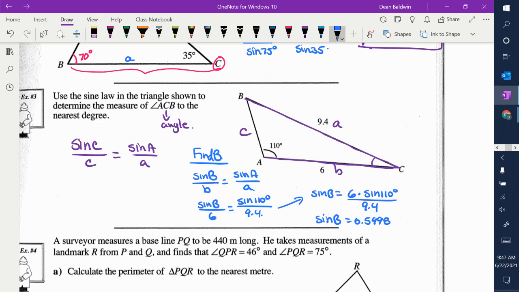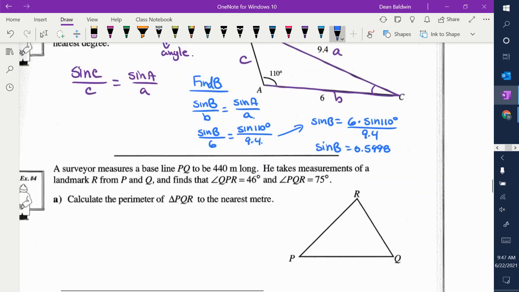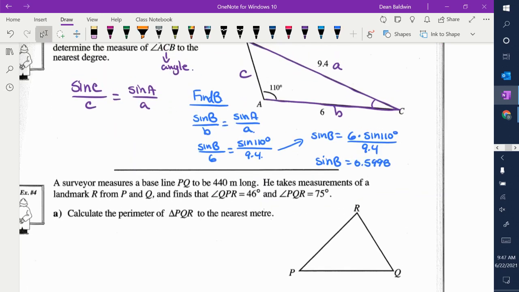Make sure you can get that number. Actually, punch that into your calculator. Make sure you can get 0.5998 or something close to that. 0.5998, that's sine of B. That's not the angle yet.